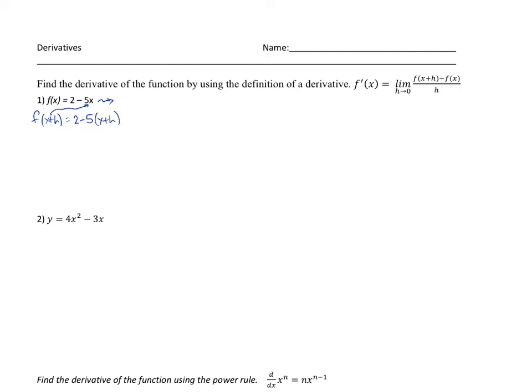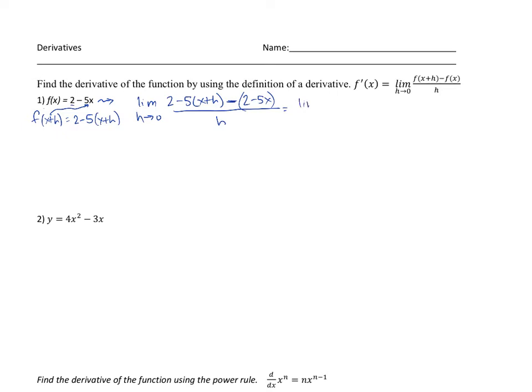Now I'm just going to follow this formula. So we have the limit as h goes to 0, and this is f of x plus h, and we know what that is. That's 2 minus 5 times x plus h, minus f of x. So our f of x is this equation right there, 2 minus 5x, and we're going to put that in parentheses because that negative right there needs to get distributed. So all over h. So now let's go ahead and take the next step, and we are going to clean this up a little bit.